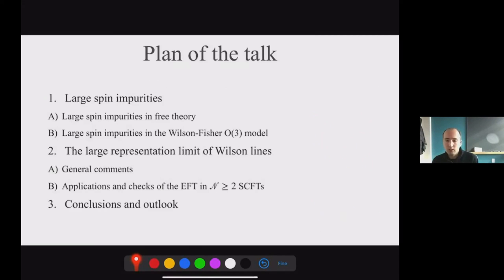So that's in more detail the plan of my talk. As I said, I'll start with impurities. I'll mostly discuss the case of a free bulk at the beginning, but I'll try to quickly mention the highlights of our results for the Wilson-Fisher model. Then I'll have some general comments on Wilson lines, and I'll provide an effective field theory describing Wilson lines in large representations, or half-BPS lines in large representations in N=2 superconformal field theories, and I'll check my results against localization ones whenever available.